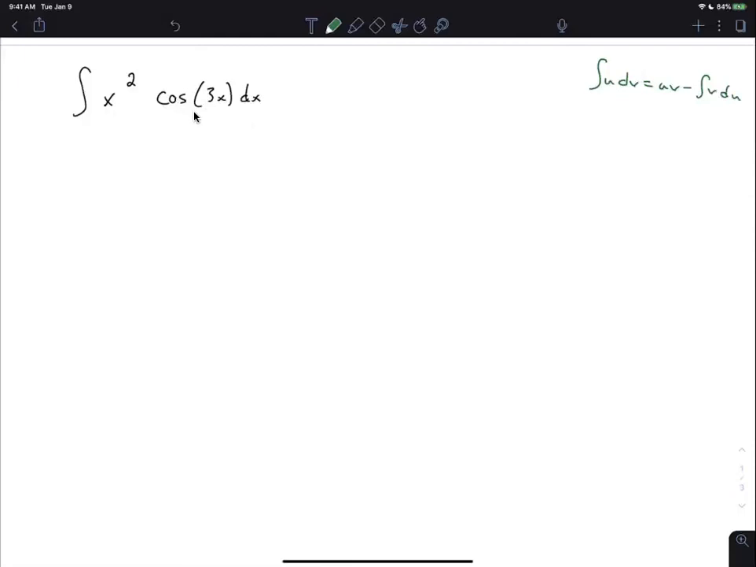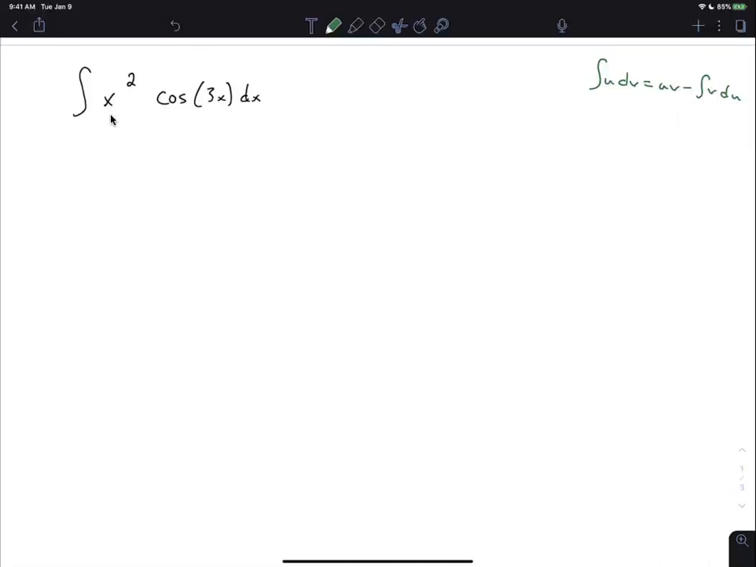When you do cosine, if u is cosine, what's the derivative of cosine 3x? Negative 3 sine 3x. And so the coefficient's going to come out anyway. But if you take the derivative of this, if this is u, you're going to get sine 3x over here. If you take the antiderivative, you're also going to get sine of 3x over here. Does that make sense to everybody? So no matter what, you're going to go from cosine 3x to sine 3x in this new integral.